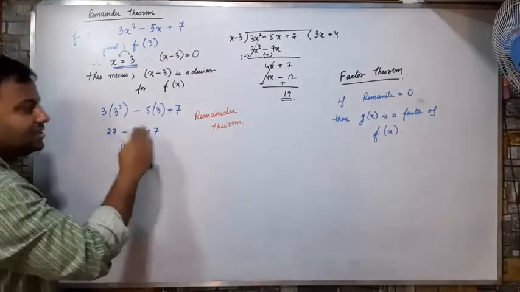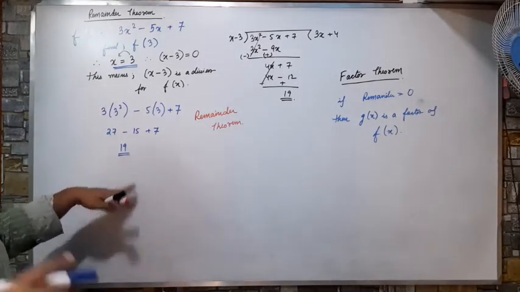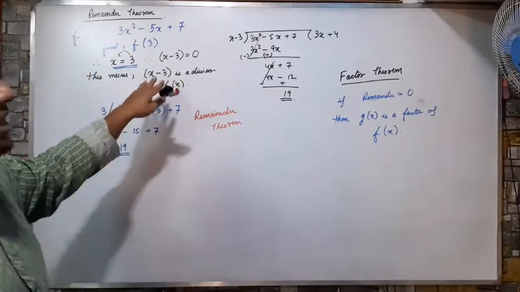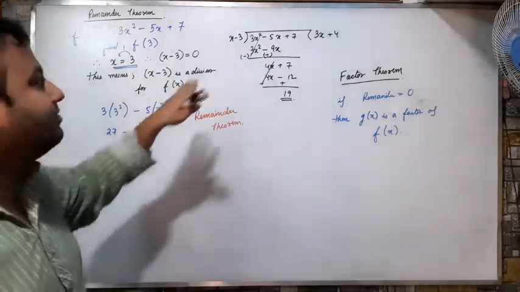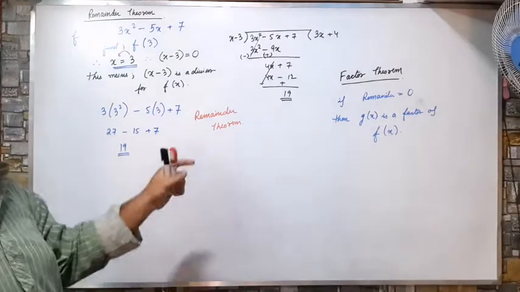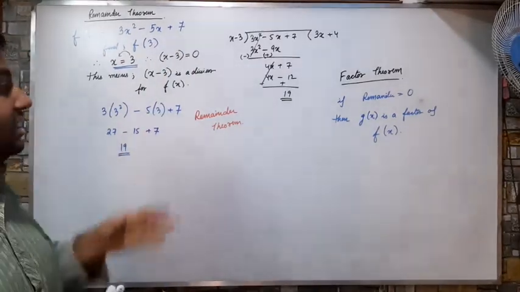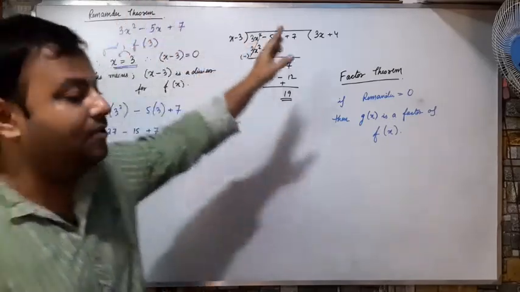And if the remainder doesn't come as 0, then I will say that no, this x minus 3 is not a factor. I can divide, x minus 3 is a divisor, but as the remainder is not 0, this is not a factor of the given polynomial. So these are the remainder theorem and factor theorem.